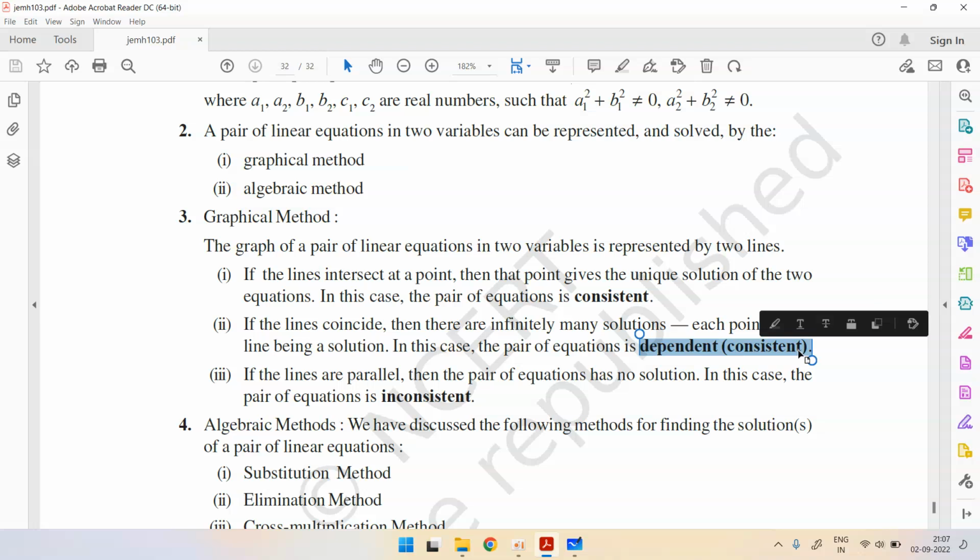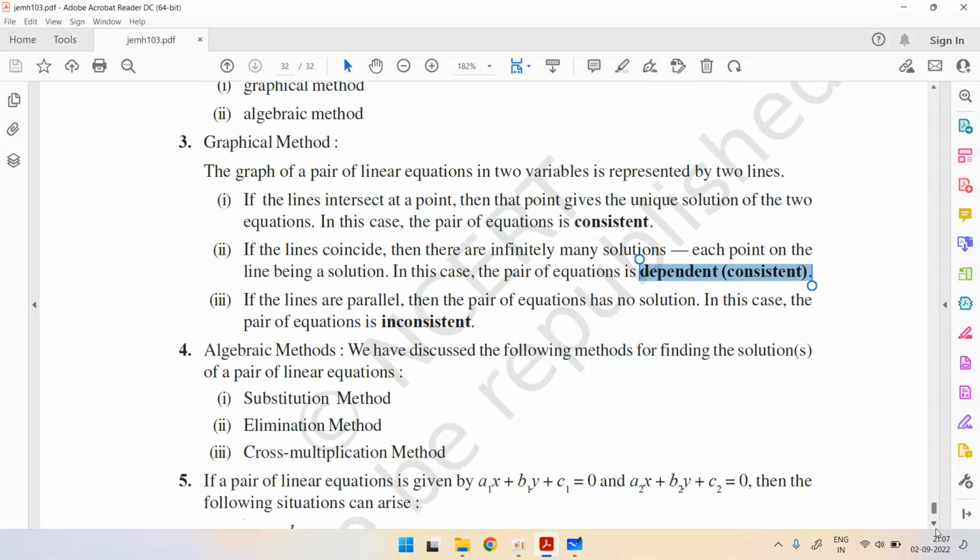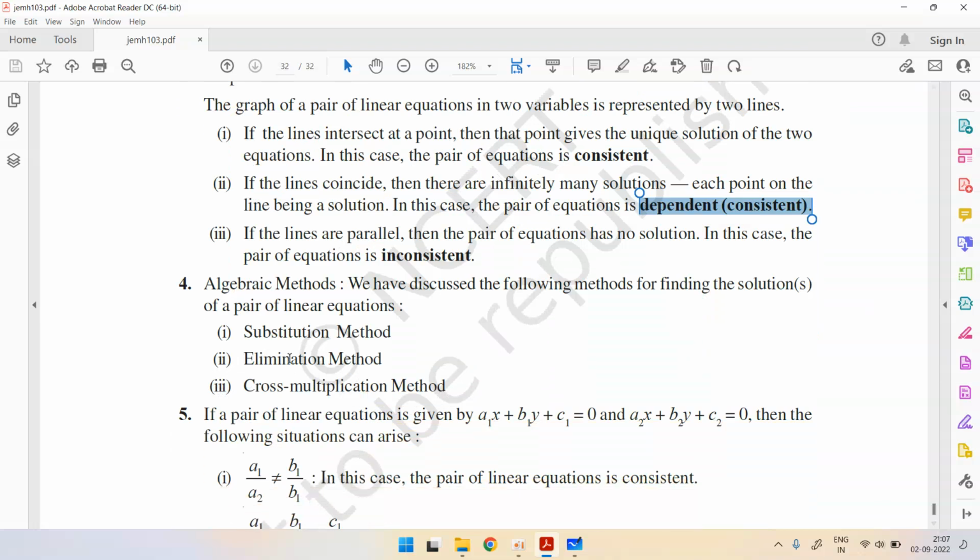And consistent has two parts: consistent having a unique solution, and dependent having infinitely many solutions. The second category is inconsistent, where there is no solution of the pair of linear equations in two variables. Among the algebraic methods, there is the substitution method, which we have studied. The elimination method, yes, we have studied. The cross multiplication method, yes, we have studied.